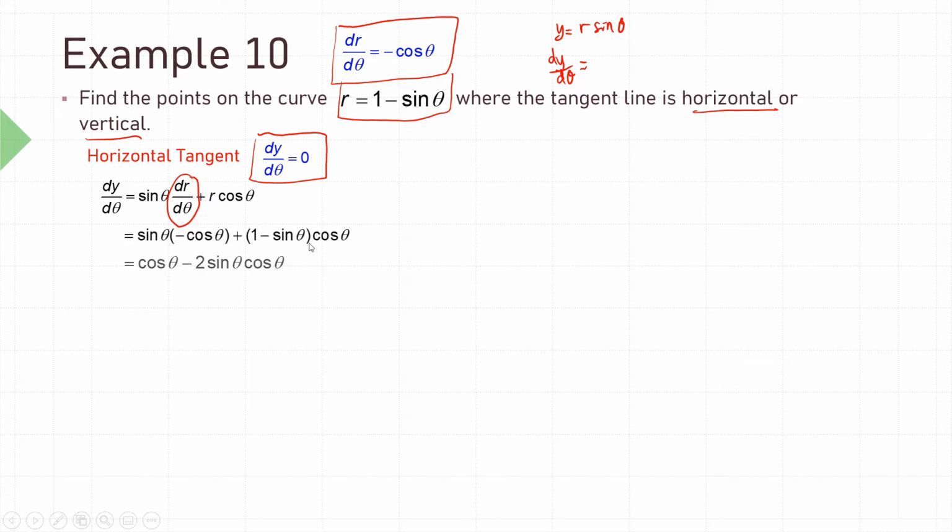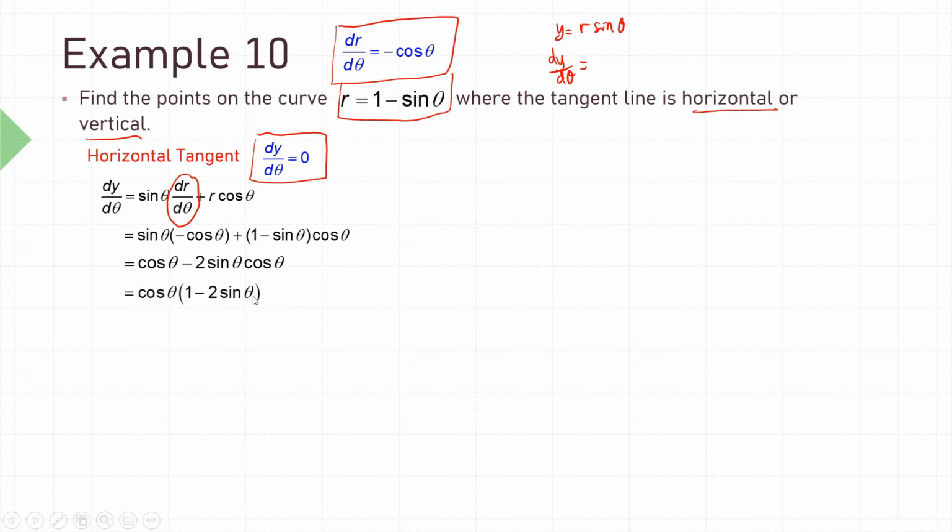Simplifying it, we get cos theta minus 2 sine theta cos theta. So you still have to simplify this. We factorize the cos theta here, so we have cos theta times 1 minus 2 sine theta.